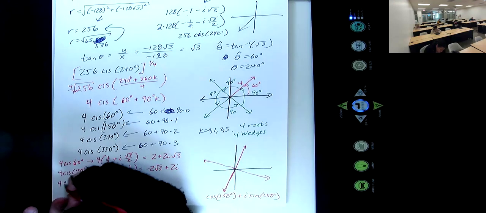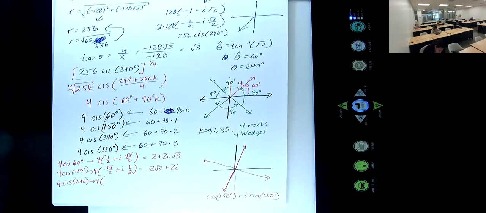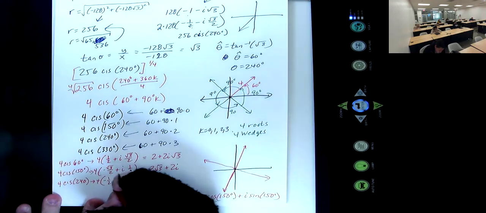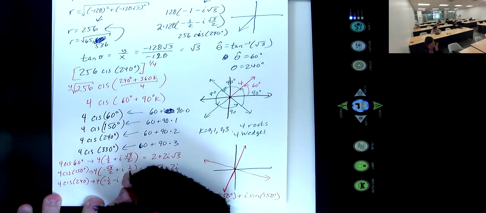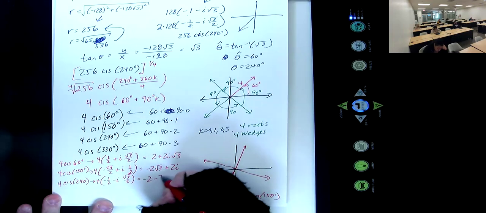We do 4 cis 240. Again, we have a reference angle of 60, but now these are both negative. This should be negative 1/2 and minus i root 3 over 2. So we're going to get negative 2 minus 2i root 3.